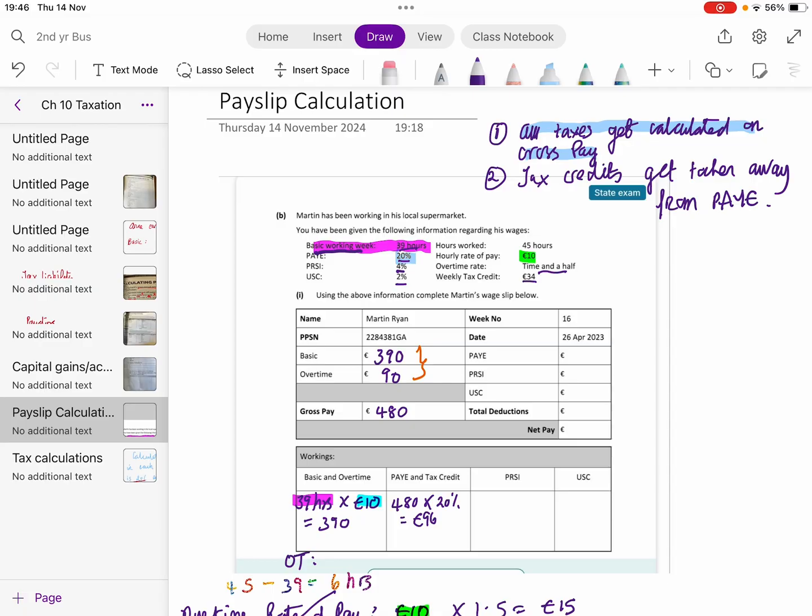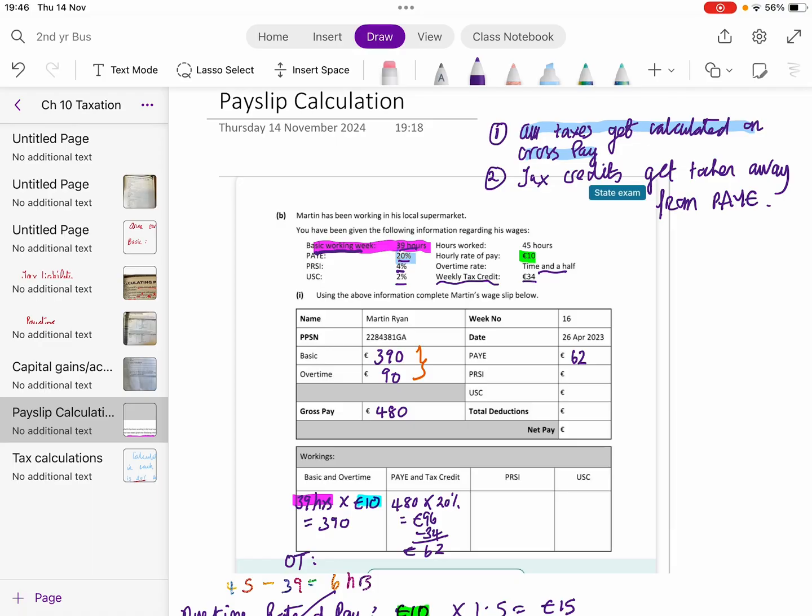Now, what was I told? I was told I have a weekly tax credit of €34. So a tax credit is when the government comes along and they say, we're going to give you a little bit of relief on your tax. We're not going to actually get you to pay it all. So we take it away from PAYE. So I'm going to minus my €34, and I am left now with PAYE charge of 62. And I'm going to pop my €62 here into the box.